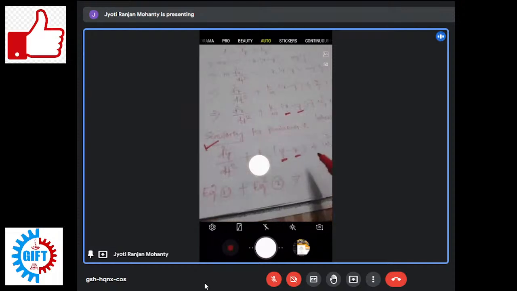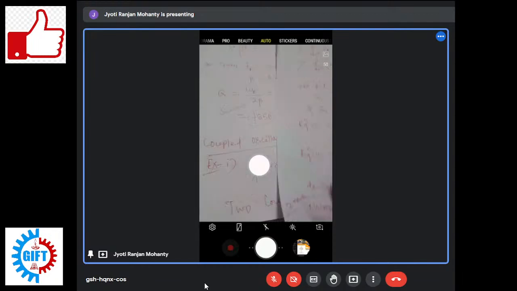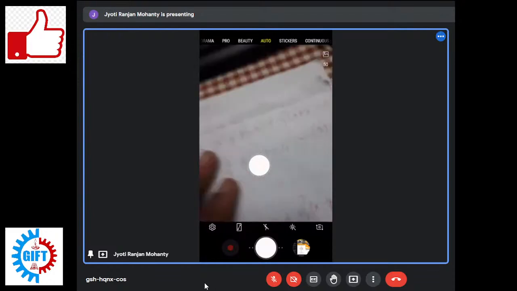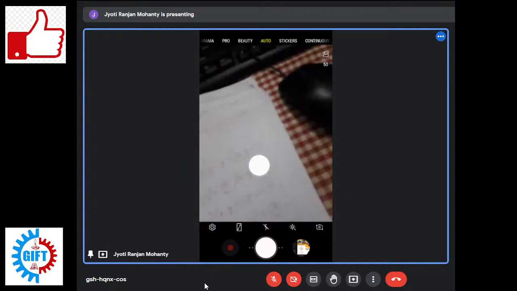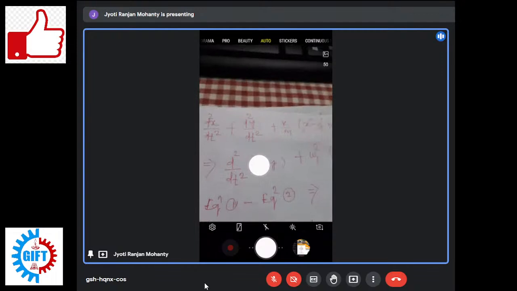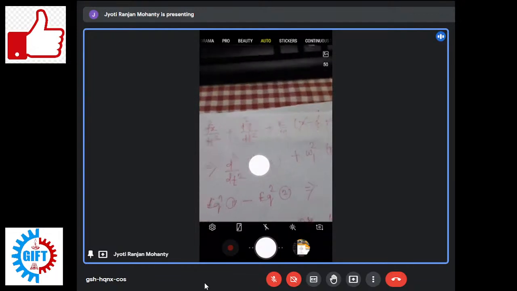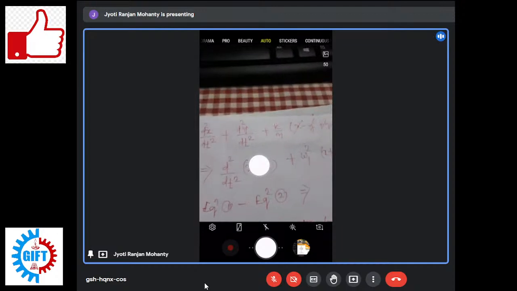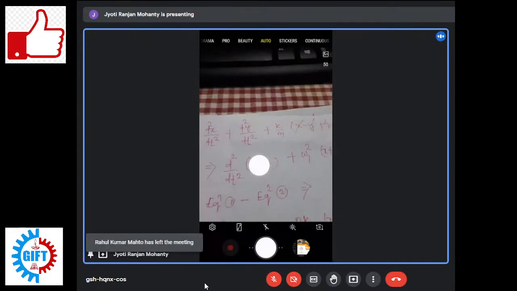Adding equation 1 and equation 2. What will be your answer? Who can say? If you add equation 1 with equation 2, what will be your answer? Are you writing or not? Yes, sir. Adding equation 1, you do by yourself. Equation 1 is there, equation 2 is also there. You add equation 1 with equation 2. What will be your result?